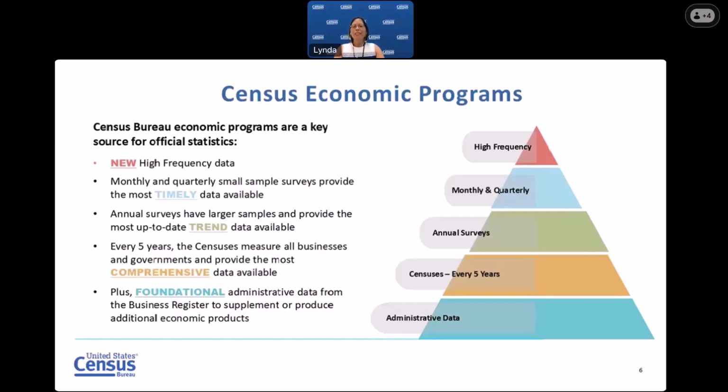Now, moving down another step are annual surveys. These are surveys that provide data for nearly every sector of the economy, and data from these programs are useful for analyzing trends.